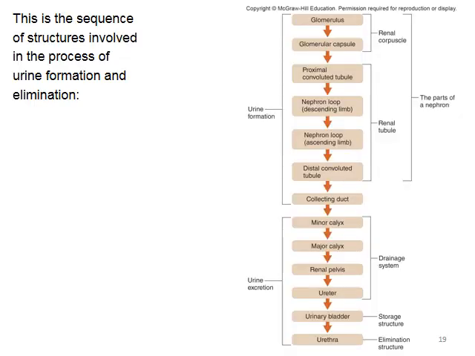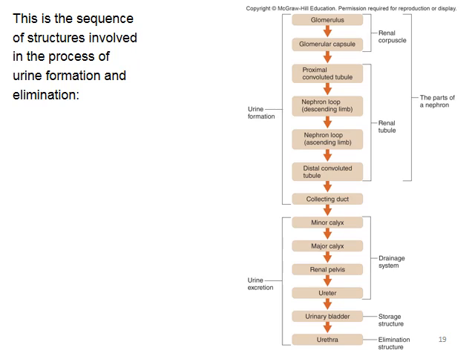Okay, so the sequence of the structures involved in the process of urine formation and elimination. So we talked about the glomerulus and the glomerular capsule being the renal corpuscle. We then talked about the proximal convoluted tubule, the nephron loop. Again, you don't need to remember descending and ascending. And then the distal convoluted tubule as the renal tubule. Together, these would make up the nephron overall. So the glomerulus, the glomerular capsule, the proximal convoluted tubule, the nephron loop, and the distal convoluted tubule all together would make the parts of the nephron.